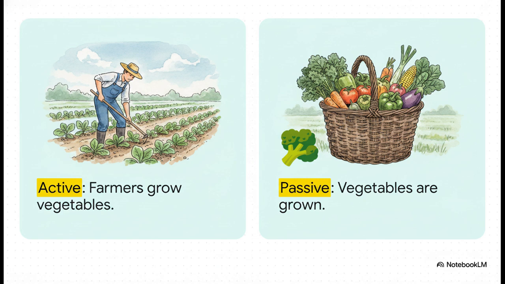Because vegetables is plural, the verb has to change. We can't use the singular is anymore. We absolutely must use the plural are. So the passive sentence becomes, organic vegetables are grown in this field.